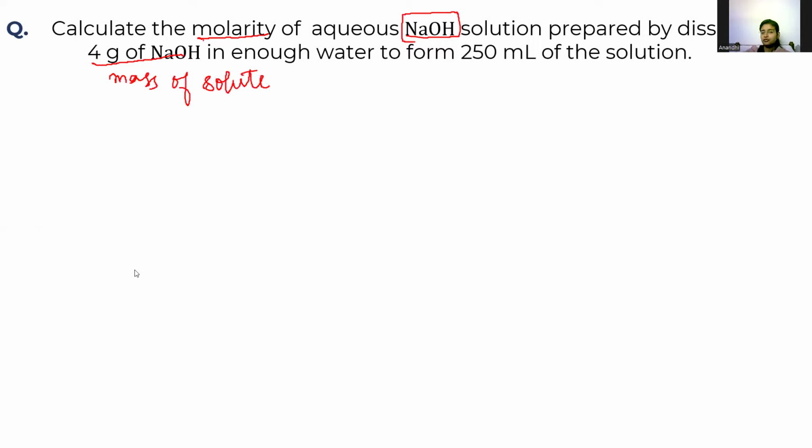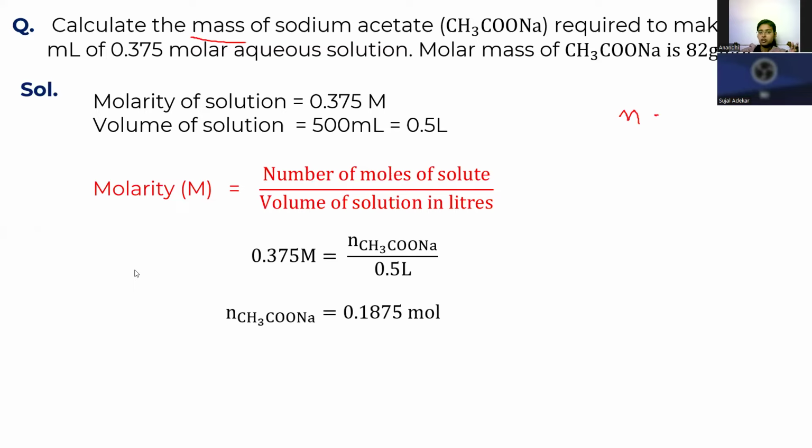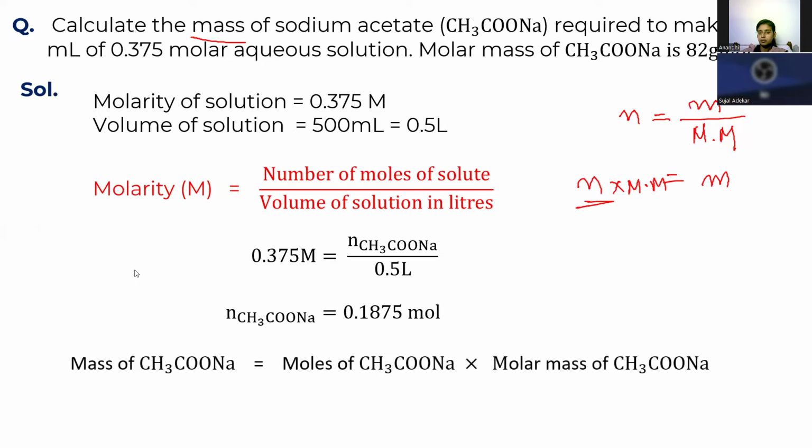So why have I calculated the number of moles? To find out the mass. Because number of moles is equal to mass by molar mass. So to find the mass, I need the number of moles. Now substitute in the mass formula the mole value and molar mass. Molar mass is also given in the question. So number of moles into molar mass will give us the mass of CH3COONa, which is sodium acetate.